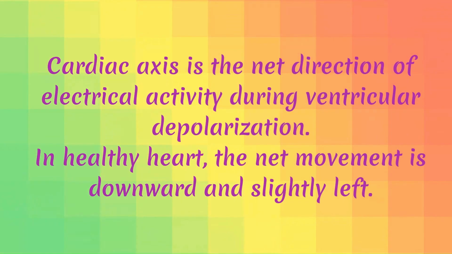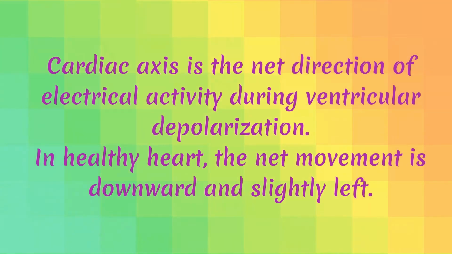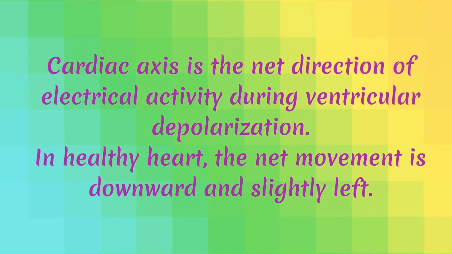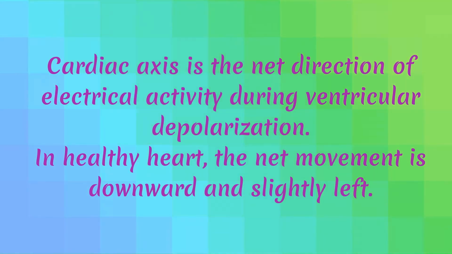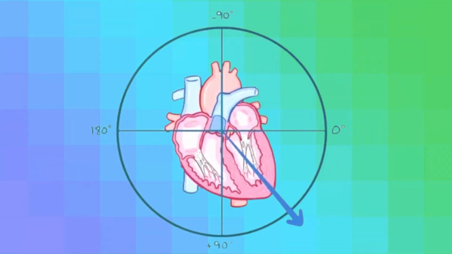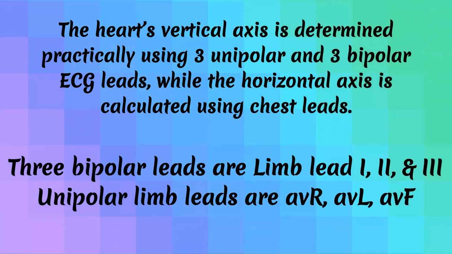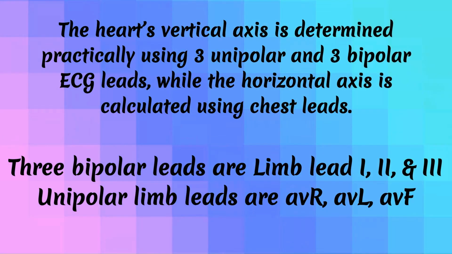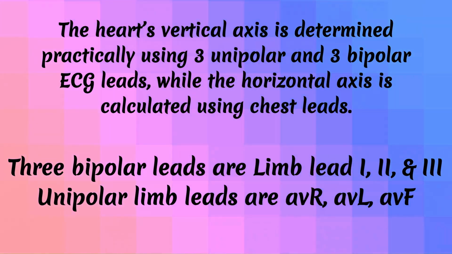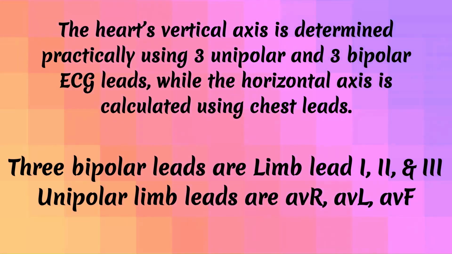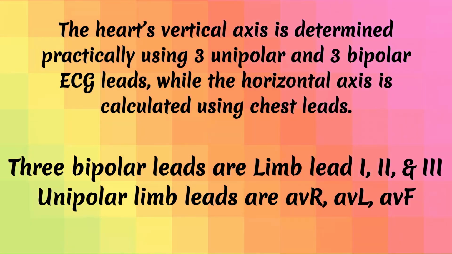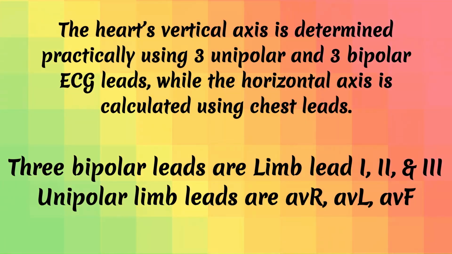Cardiac axis is the net direction of electrical activity during ventricular depolarization. In a healthy heart, the net movement is downward and slightly left. The heart's vertical axis is determined practically using 3 unipolar and 3 bipolar ECG leads, while the horizontal axis is calculated using chest leads. The 3 bipolar leads are limb lead 1, 2, and 3. Unipolar limb leads are AVR, AVL, and AVF.